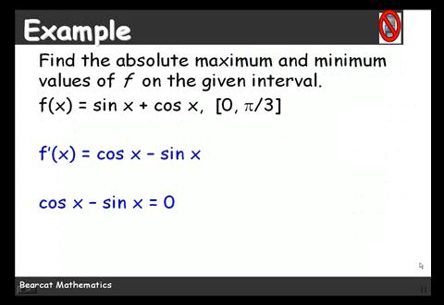I think I'll add sine to both sides. And I can solve this by inspection. I know that cosine of x equals sine of x when x is 45 degrees or pi over 4. That gives me a few critical points to look at for maxes or mins. Those critical points could happen on the endpoints of the interval. They could happen where the first derivative is 0, or where the function is undefined.